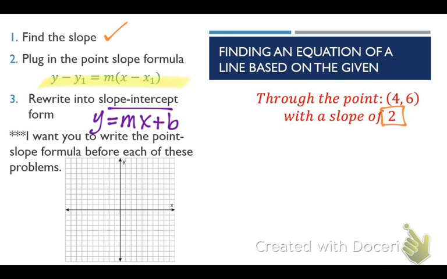Then we're going to need to plug into the point-slope formula. So go ahead and write that down. If you see in my asterisk, I say I want you to write the point-slope formula for each of these problems. This will help you memorize it, so you will not have to write it every time, eventually. So go ahead and write y minus y1 equals m times x minus x1.